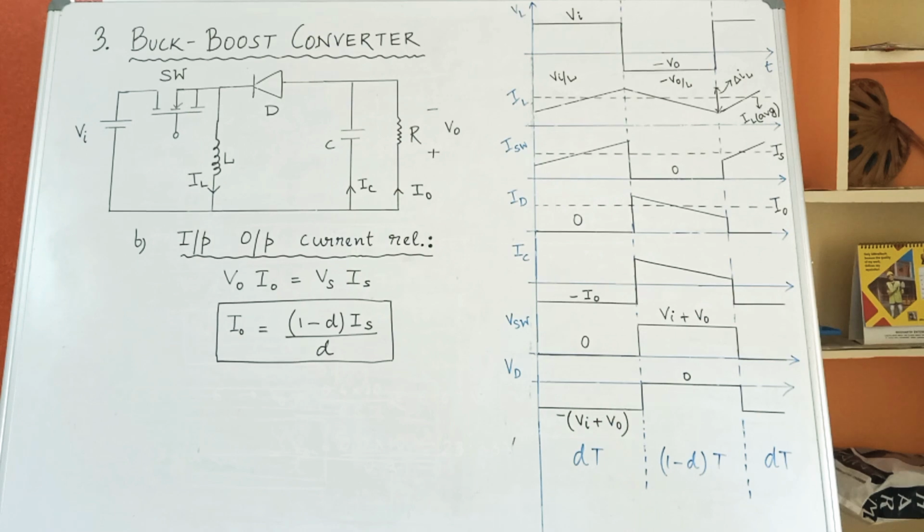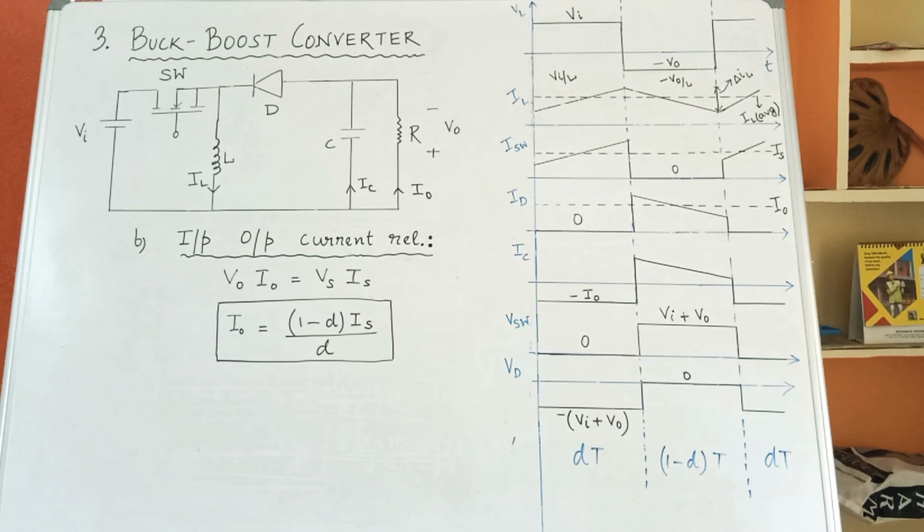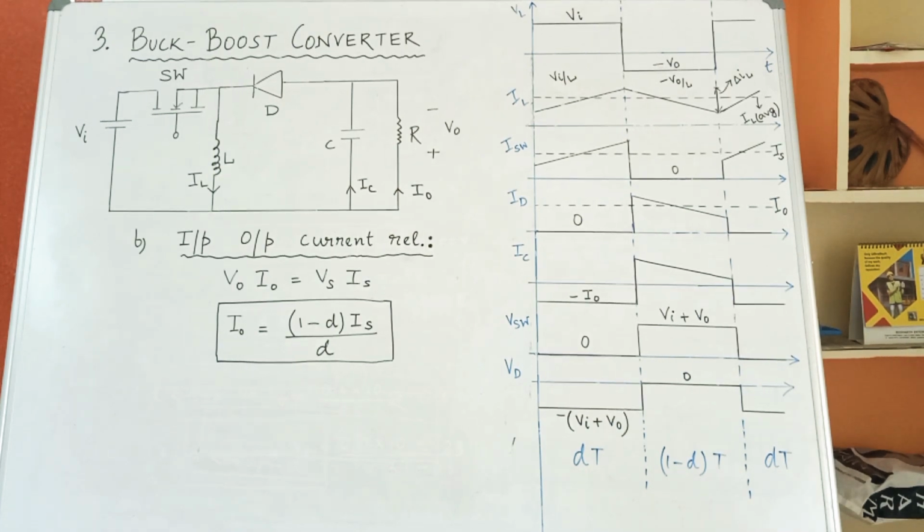Next we will derive the input output current relationship. This relationship is found by assuming the converter is 100% efficient. So V0 I0 is equal to Vs Is. So from there you can calculate I0 is equal to 1 minus D into Is by D.